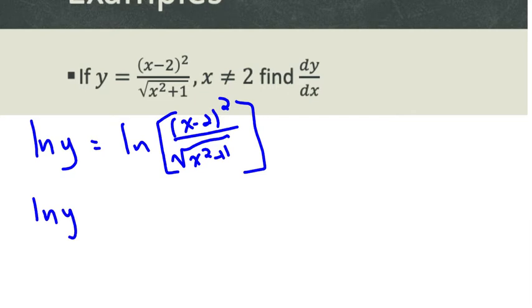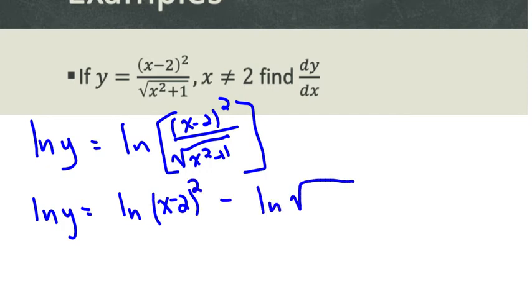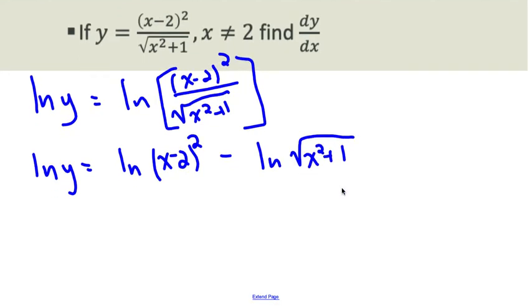So just to simplify this a little bit more, we can do ln of the top, which is (x minus 2) squared, minus ln of the denominator, which is the square root of x squared plus 1. Okay, now it becomes an easier derivative to do. So we're going to take the derivative now.